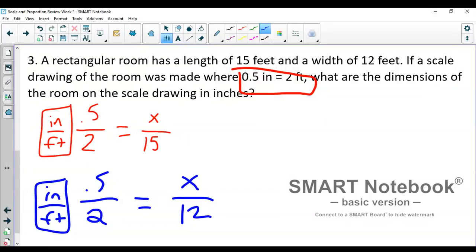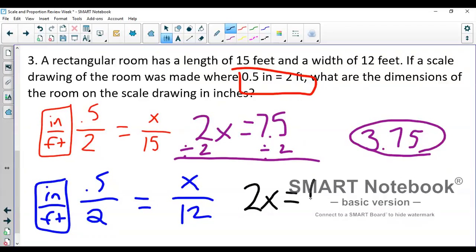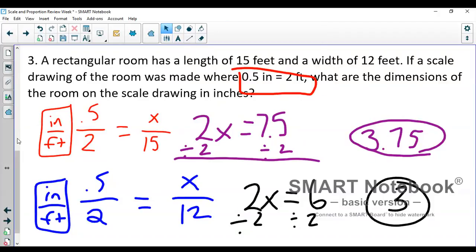We're going to cross multiply. So when you cross multiply, 2 times x is 2x. 0.5 times 15 gives you 7.5. To finish this, you'll divide each side by 2. And you'll literally type in your calculator 7.5 divided by 2, and you'll get 3.75. So that's one of your dimensions. Then you'll have to do the same thing on the bottom. You'll solve the second problem. So 2 times x is 2x. 12 times 0.5 is 6. You'll divide each side by 2, and you'll find that the other dimension is 3. So the dimensions are 3.75 by 3.